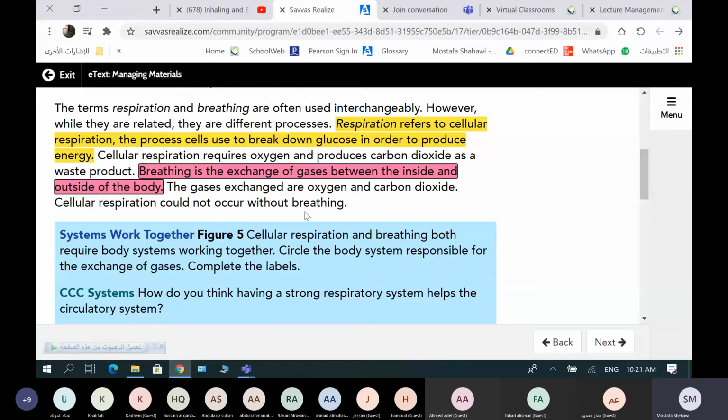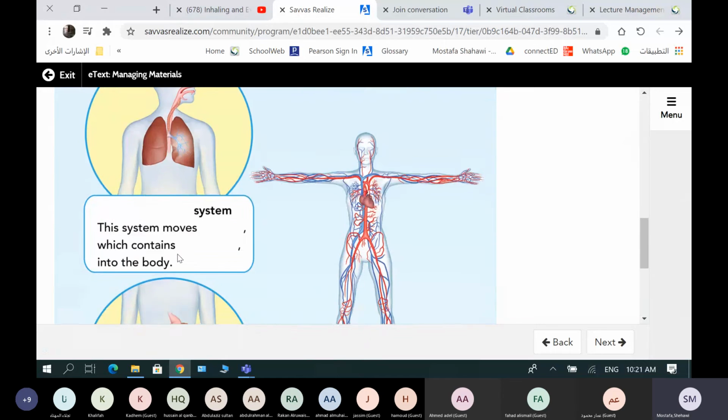Yes. So some people use respiration and breathing interchangeably. They use it for the same meaning. While they are related, they don't have the same meaning. Respiration refers to cellular respiration. We talked about cellular respiration before. The process cells use to break down glucose in order to produce energy. In this process, respiration requires oxygen and produces carbon dioxide as a waste product. This is what happens in cellular respiration. While breathing means exchange of gases between inside and outside of the body. So this is breathing. They have different meanings, okay, guys?